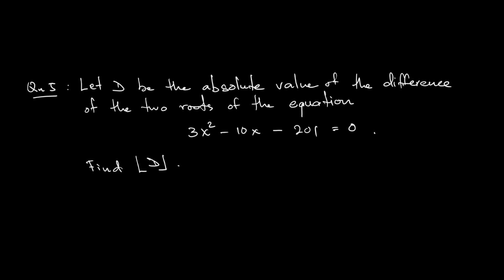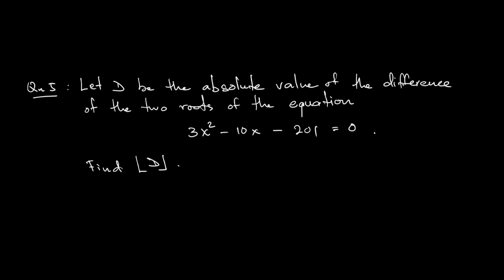Moving on, question 5. D is given as the absolute value of the difference of the two roots of this equation. It is a quadratic equation, alright? 3x squared minus 10x minus 201 is equal to 0. Quadratic equation, it should have two roots, possibly the same, alright? But obviously in this case, as you can check later on, it's not the same. And D is the absolute value of the difference of the two roots. Okay, so it's the two roots, you get it? So it's the positive difference, basically.